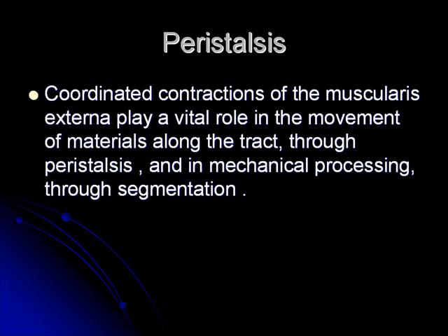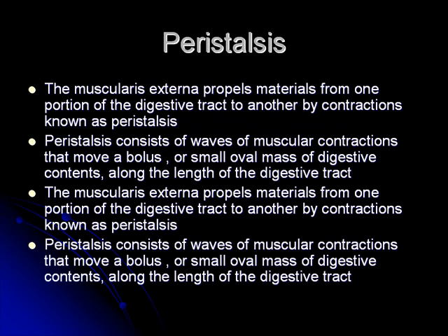Let's talk about the movement, or the coordinated movement, of the muscular tissue in the digestive tract. Now remember, it is smooth muscle that we're talking about in the digestive tract, which differs from skeletal muscle. The smooth muscle in the digestive tract moves by coordinated contractions of the muscularis externa and plays a vital role in the movement of material along the digestive tract through a process referred to as peristalsis, and in mechanical processing through segmentation.